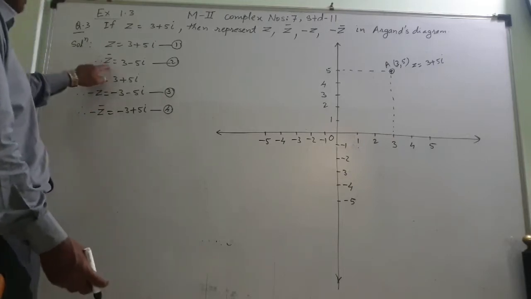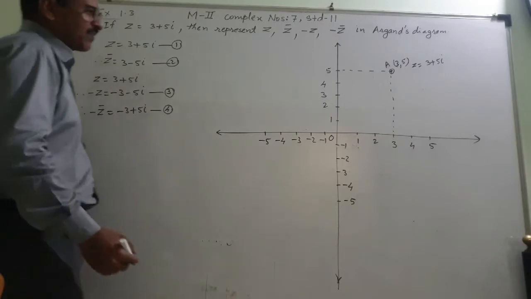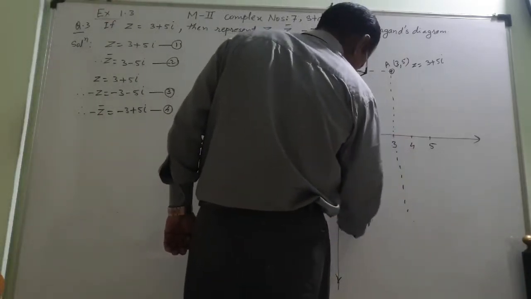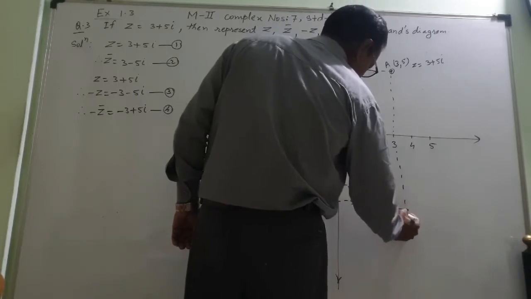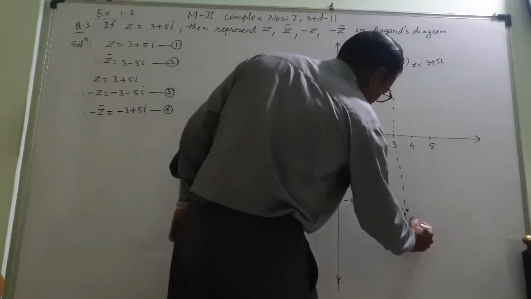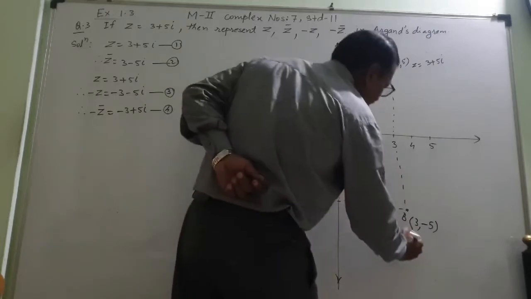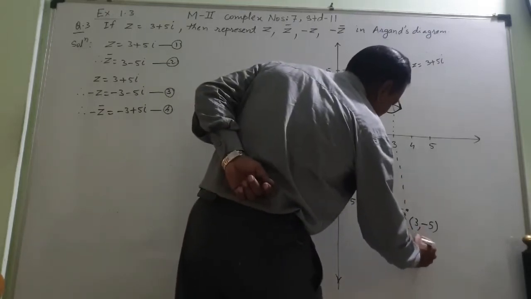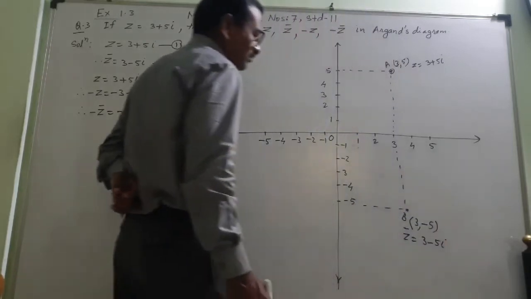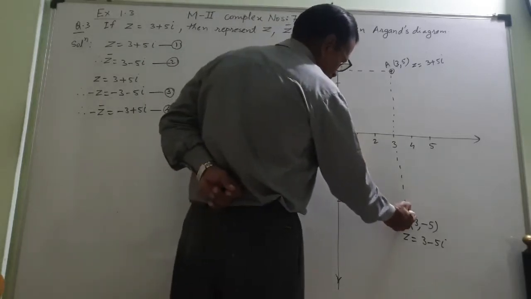Now this I will take z bar. What is this? 3, minus 5. 3 and minus 5 will be here. This is suppose B point. And what are the coordinates of B? 3, minus 5. So what is this? Z bar equal to 3 minus 5i. This one point, B point.